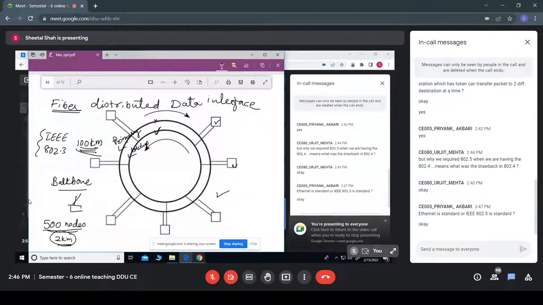In case one of the rings fails, the rings would wrap up like this. Suppose this part has failed, then the two rings would be interconnected in such a way that this is known as a wrap up. They wrap to each other so that the faulty part can be ignored and the ring would still continue to work. Is this clear?